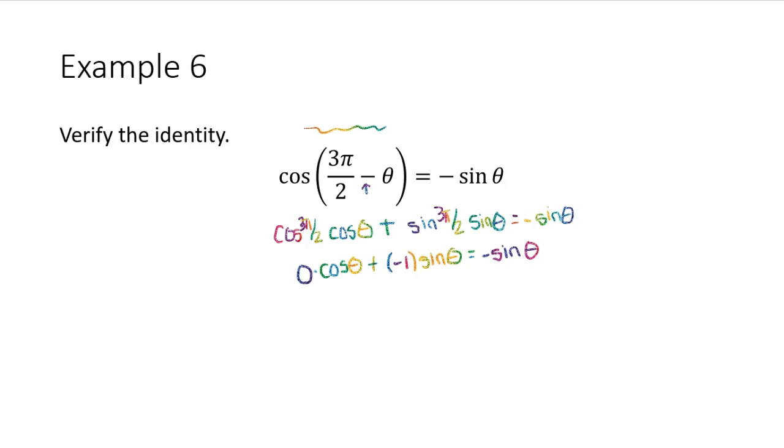Well, 0 times the cosine, that's just going to be 0. -1 times the sine is going to give me a negative sine. And so 0 minus the sine of theta is just going to give me a negative sine theta. And on the other side, we wanted it to be equal to negative sine theta. So it looks like we've proved our identity.